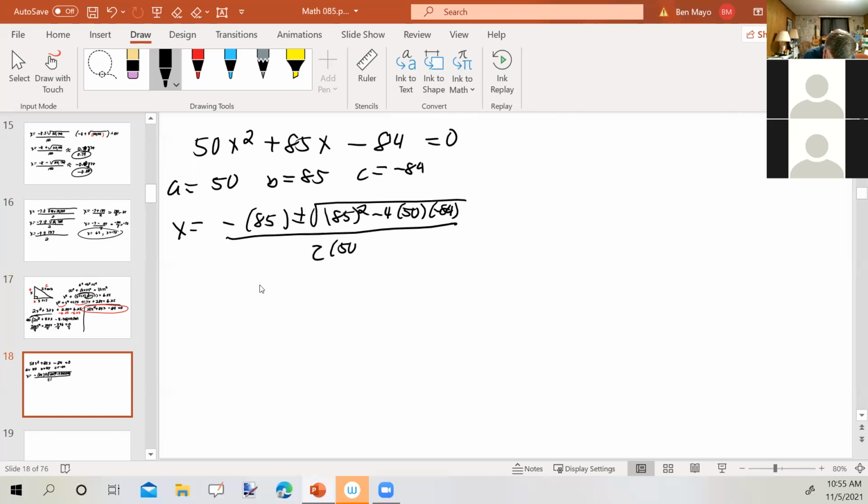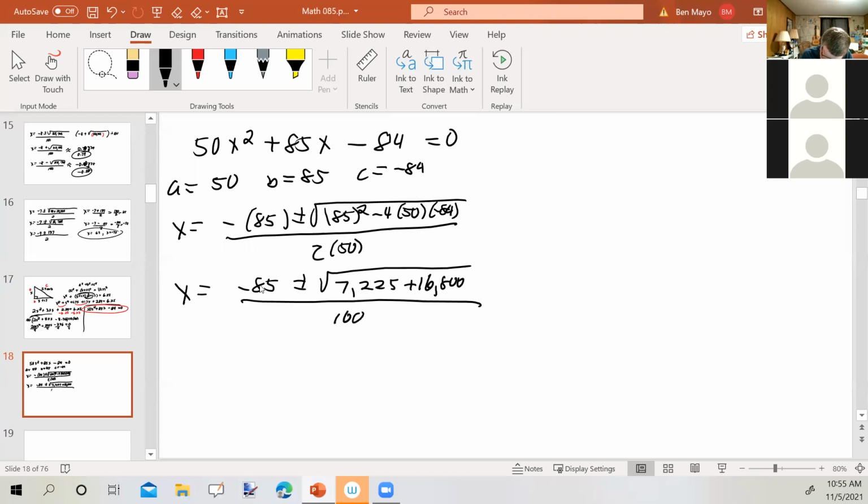X equals negative 85 plus or minus the square root of, let's see here, 85 squared is 7,225 minus 4 times 50. So let's see here, negative 4 times 50 is negative 200 times negative 84 is a plus 16,800, all over 2 times 50, which is 100. X equals negative 85 plus or minus the square root of 16,800 plus 7,225. Whoops.